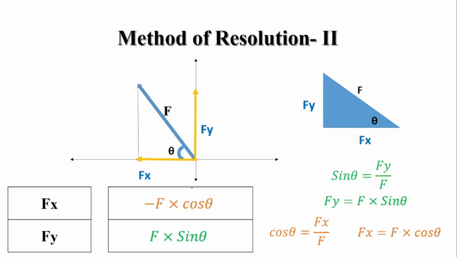Now see here, the same values are written, but the only difference is that here they have put a minus sign. Why the minus sign? Because Fx acts towards the left side. It is pointed towards the left side, that's why it is negative. Fy is upward, so it is positive.